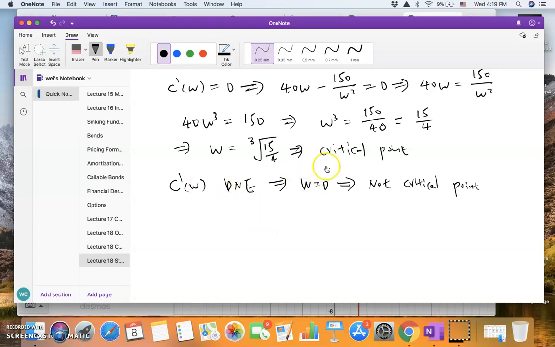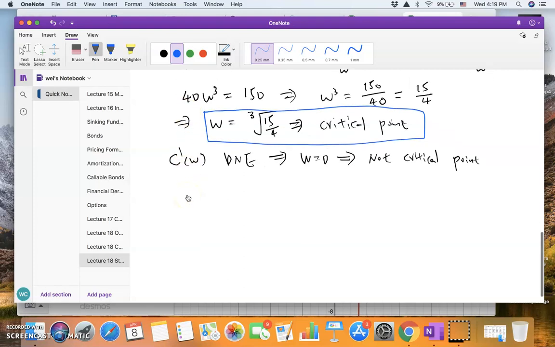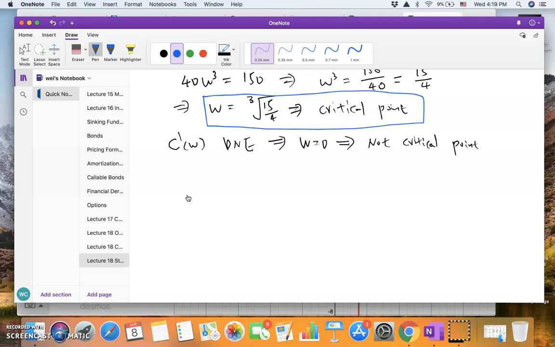Okay. So now we found the critical point is the cube root of 15 over 4. Next, to find the minimum value. Okay, so here I will do this by using two different ways. First, I will use the first derivative test.